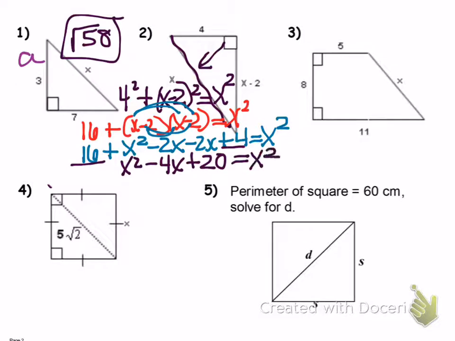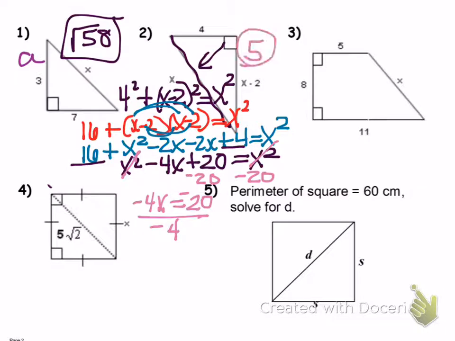equals x squared. Okay. Right now I see I have an x squared on both sides. So those are actually going to cancel out. So I'm going to need to either move the 4x over or move the 20 over. So I'm just going to subtract 20. So I have negative 4x equals negative 20. Divide by negative 4. So after all of that work, x is going to be 5. Okay, you will definitely see something like that in the future.